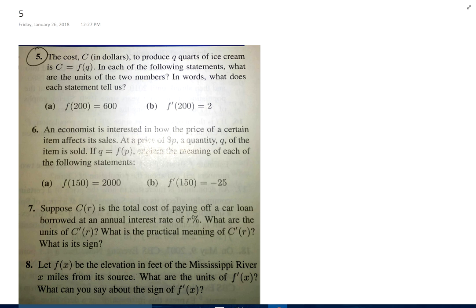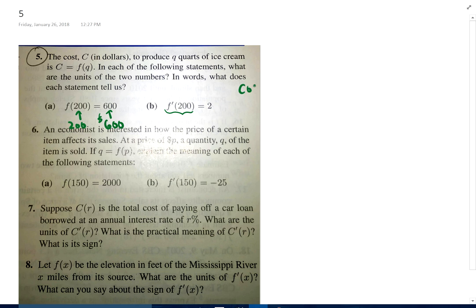Okay, let's hit on this guy. Same thing. The cost to produce Q quarts of ice cream. So 200 quarts. This is the cost. It costs $600. Okay. This is the rate of change of the cost. So the rate of change of the cost is 2.